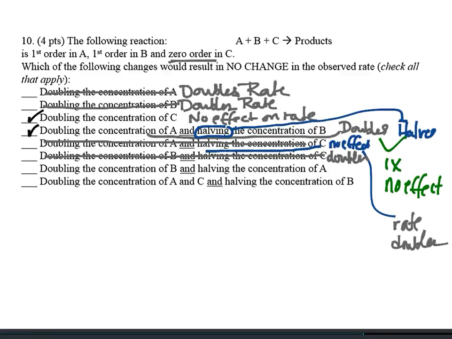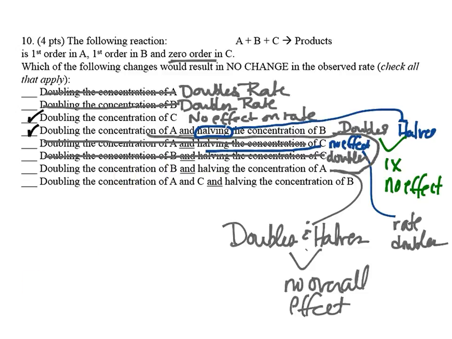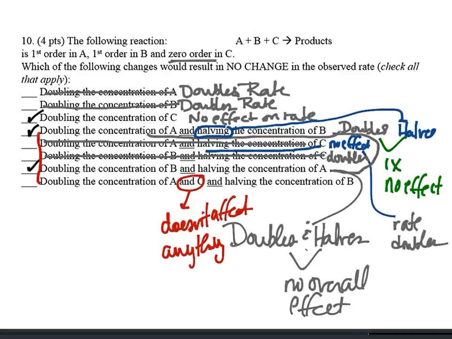Doubling the concentration of B and halving the concentration of A is just like what we did up here, right? Since they're both first order, doubling B would double the rate, halving A would halve the rate, and so when you put those two together, a doubling and a halving has no overall effect. So we're going to check that as well. And then the last one, doubling the concentration of A and C, and at the same time halving the concentration of B. Remember, C has no effect on anything, so it doesn't matter what you do to C. So this last one is the same as the one up here, doubling A and halving B. Whatever you do to C doesn't matter, and so that's going to have the same effect. So we're going to check that one as well. These were worth half a point each, and so that adds up to 4 total.